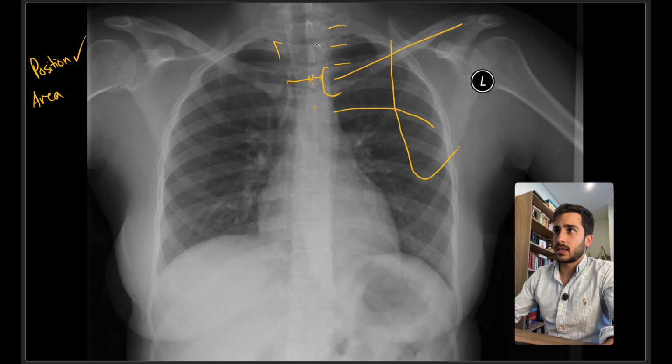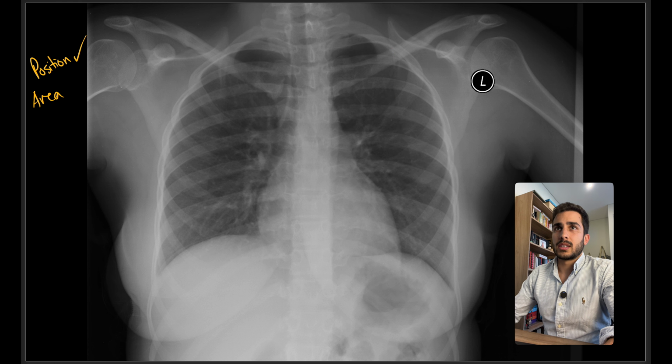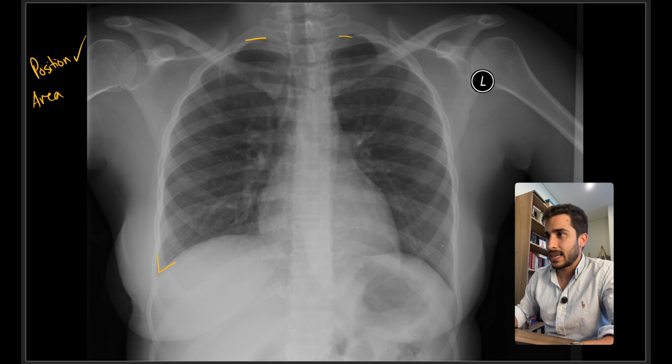So I'm just going to rub these out. Area, we're talking about the lungs, we're talking about essentially the heart, and potentially how many ribs we can see. So if we look at the lungs, we can see the top of the lungs very well. We can see the costophrenic angles on the bottom. Nothing's been cut off from the side, so that's quite nice. All of the lung is essentially visible. Now the question is, how much have they breathed in? So how much of the lung can you actually see?